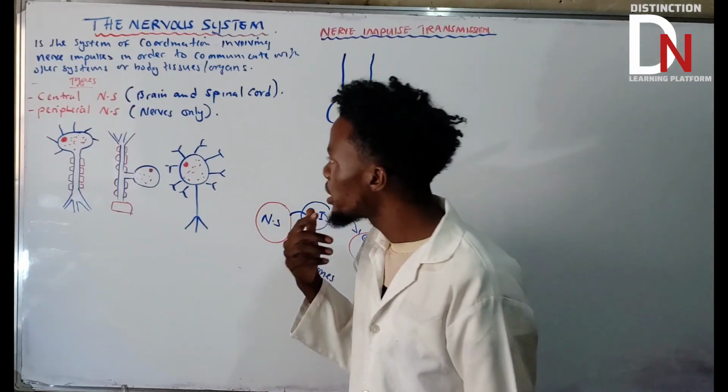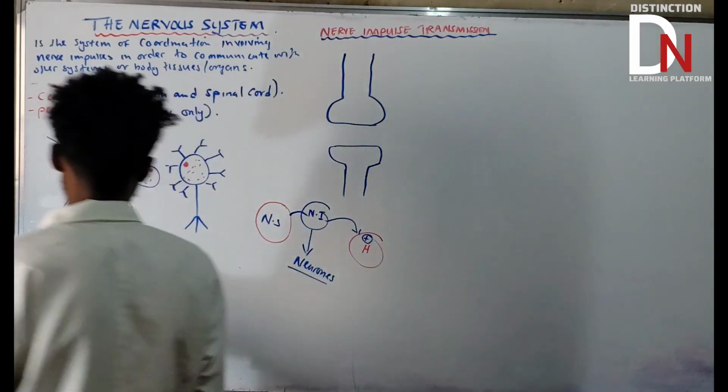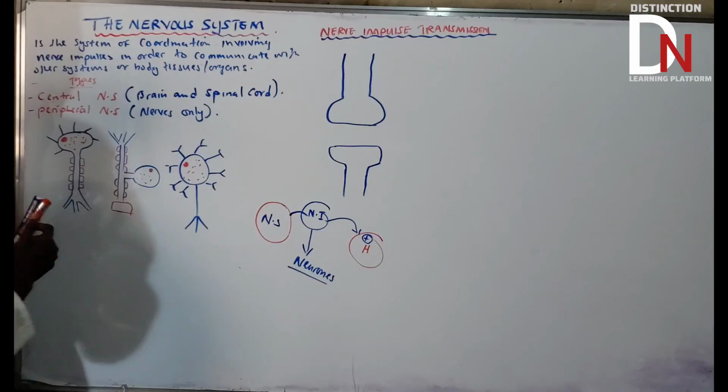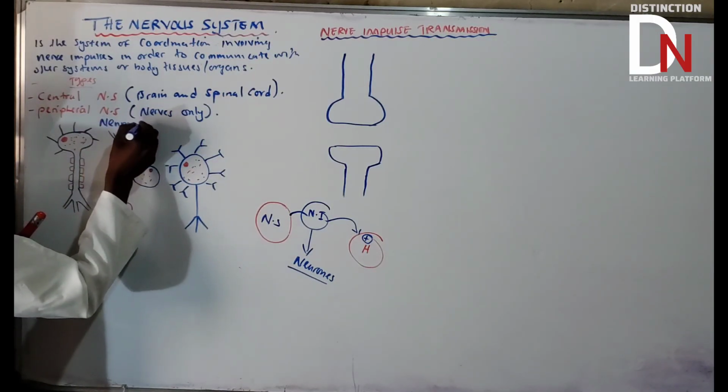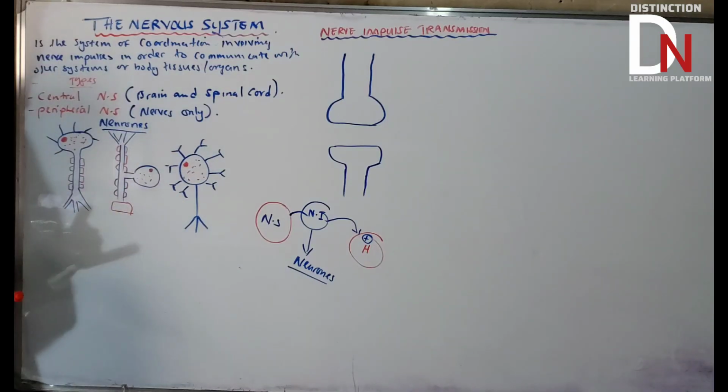So we've got the different types of neurons. So let's talk about the neuron. Let's talk about them. Here, let's talk about neuron.